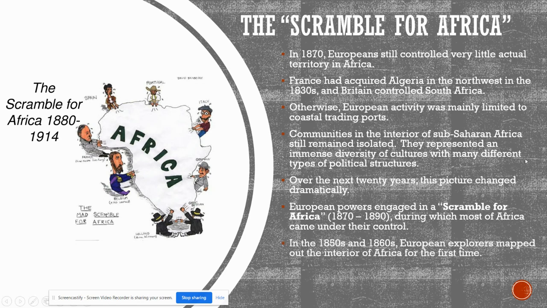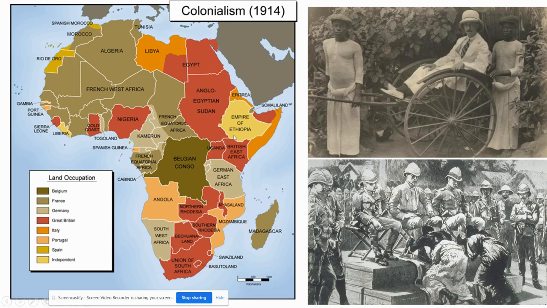Africa. And in the 1850s and 1860s, European explorers mapped out the interior of Africa for the first time with steamships. And you can see all these different areas that are controlled by all these different Europeans. And really, the independent areas are going to be Ethiopia. And I think it looks like Liberia might have been the only other independent area in Africa. And of course, this is kind of how the British treated themselves in Africa. And then this is a drawing of tribal leaders kissing the boots of the British troops.